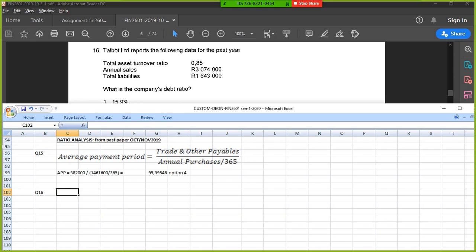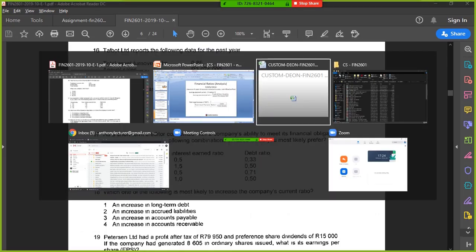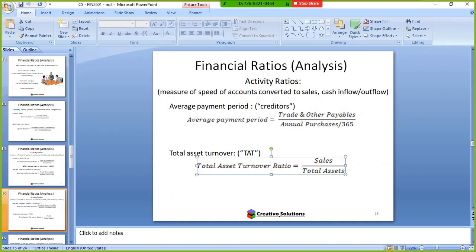T Limited reports on the following data. See, exam technique. This is what I would do if this was the exam paper. I'm reading the question and I'm pulling out formulas. The first one is a formula. Total asset turnover. I know that's an equation because I've studied it. Copy that, paste it down, and then you can start using the working paste. So that's sales over total assets.